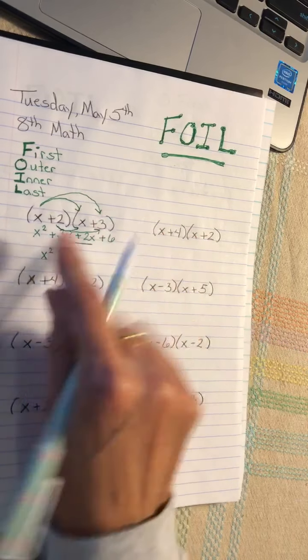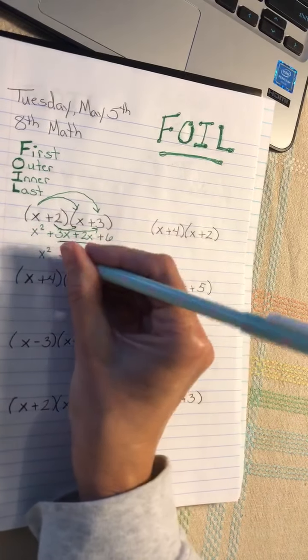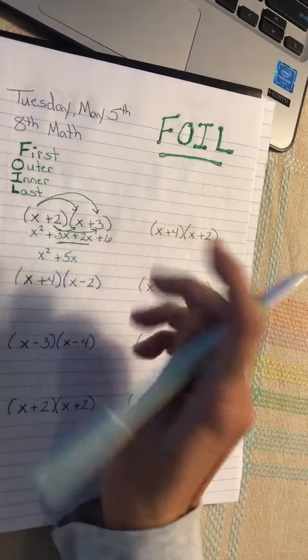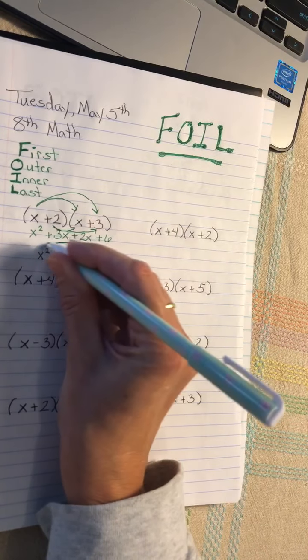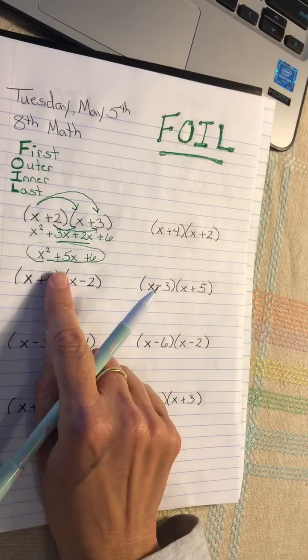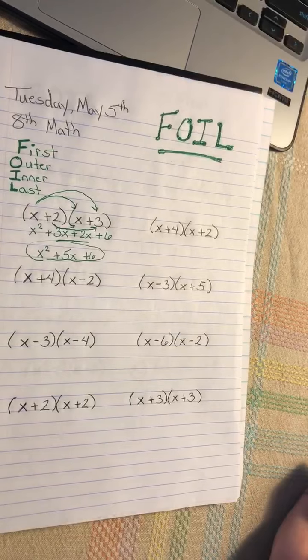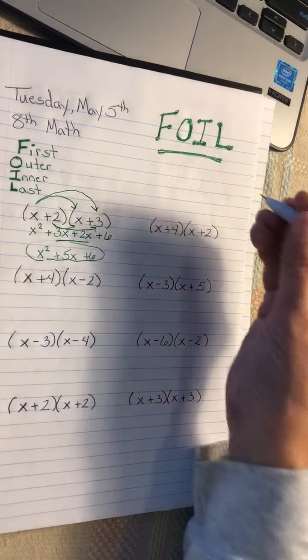The two terms in the middle are like terms that you need to combine. So I bring down my x squared. 3x plus 2x is 5x. And then bring down my plus 6. This is my final answer: x squared plus 5x plus 6. If you did it in the box method, you would get the same answer. Okay, let's try this one.